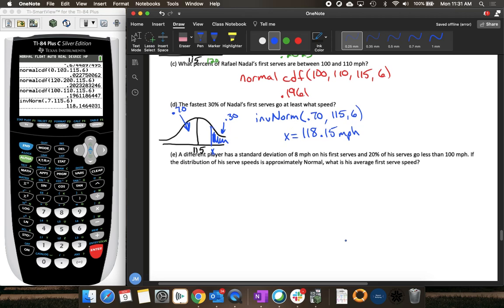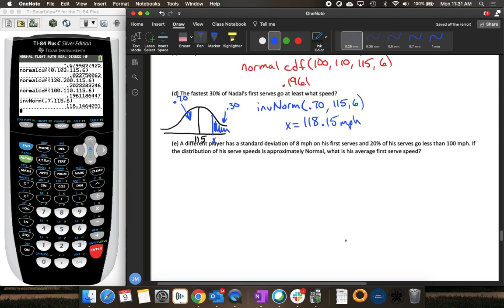All right. So for part E, a different player has a standard deviation of 8 miles per hour on his first serves, and 20% of his serves go less than 100 miles per hour. If the distribution of his serve speeds is normal, what is the average first serve speed? So a lot going on here. Let's just draw a picture to get a better idea of kind of what we need to do. So we don't know what the mean is. That's going to be kind of what we're solving for.